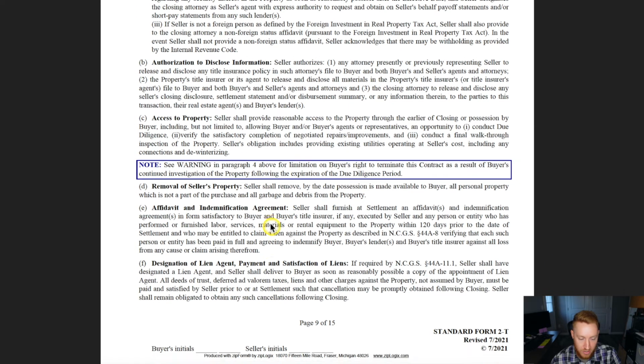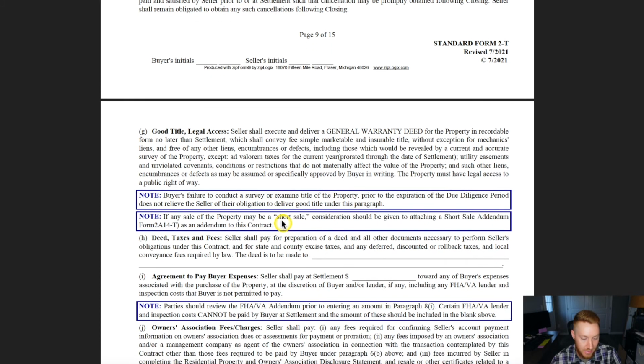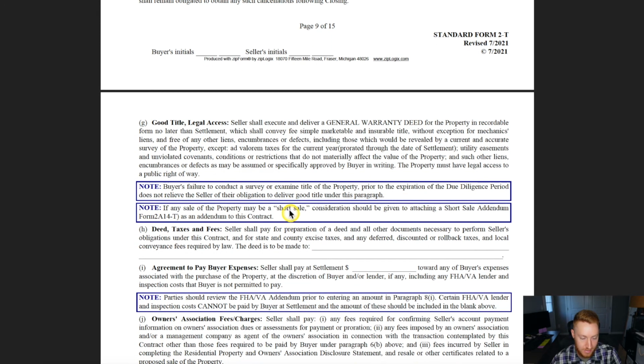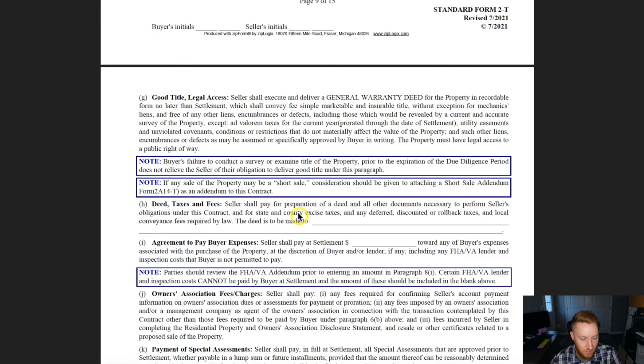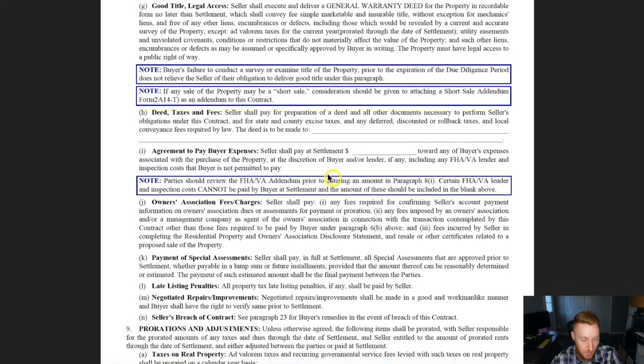They again have to provide a general warranty deed, which the attorney will take care of, but basically this is the best deed type in North Carolina, as it provides against claims from previous owners and will provide that the deed is free of liens and encumbrances once you're the owner. The deed, taxes, and fees will be your name or names listed here that the deed is to be taken in. Agreement to pay buyer expenses.